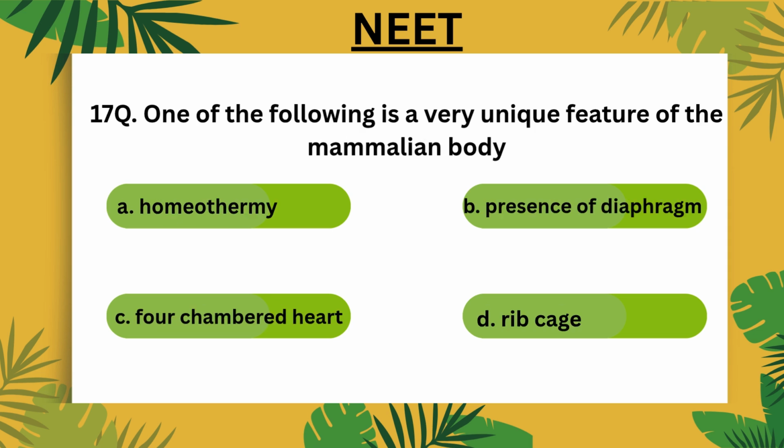Seventeenth question. One of the following is a very unique feature of the mammalian body. A. Homeothermy. B. Presence of diaphragm. C. Four-chambered heart. D. Rib cage.